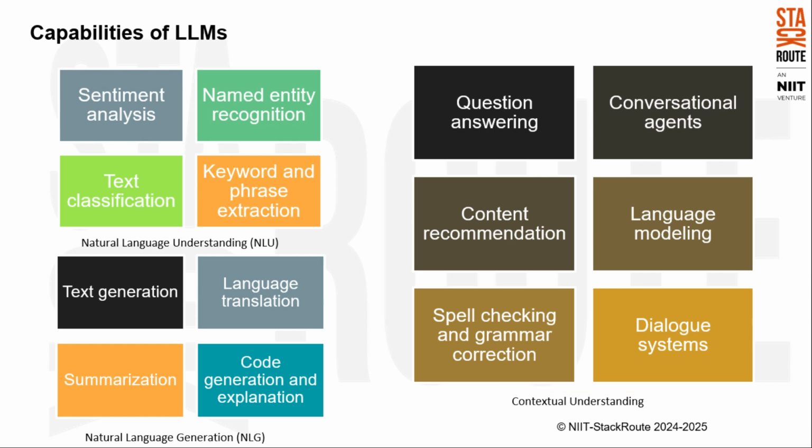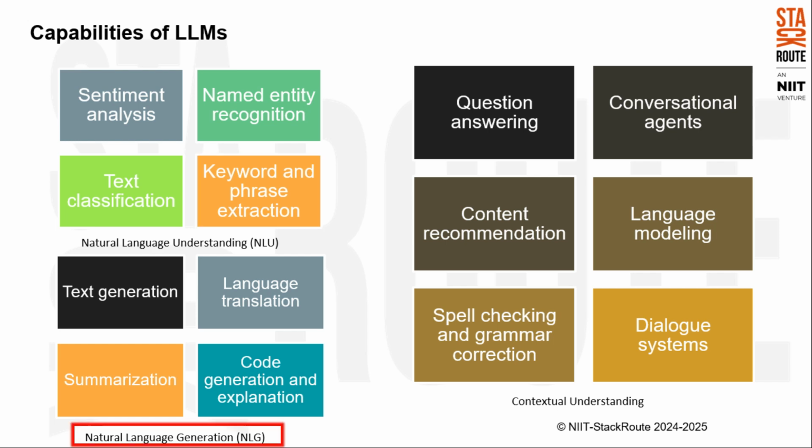First one is natural language understanding, NLU, under which LLMs decipher the meaning behind human language. They can analyze the context of a sentence, identify sentiment (positive, negative, neutral), and recognize relationships between words and phrases. Therefore, we have examples like sentiment analysis, named entity recognition, text classification, keyword and phrase extraction.